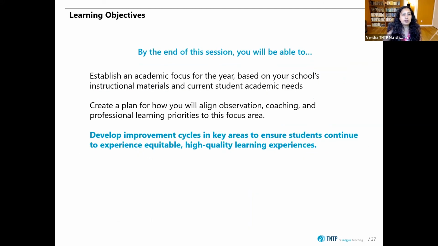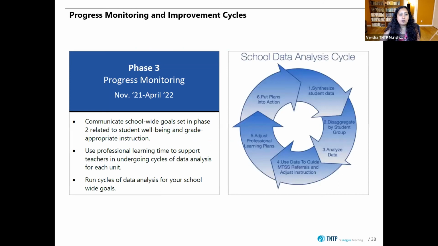So now we're going to move into what we're calling improvement cycles, and specifically focus on developing improvement cycles in key areas to ensure that students continue to experience equitable, high-quality learning experiences. We talked about this in the math breakout a little bit: rather than thinking about the school year as a whole, really think about the school year in chunks, knowing that we can't plan to implement all of this at the beginning of the year for the whole year. So how do we build in those cycles of continuous improvement and then make changes when necessary?